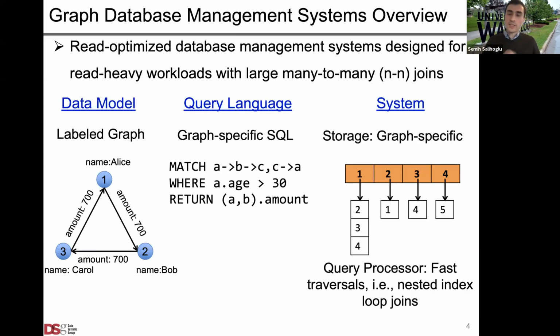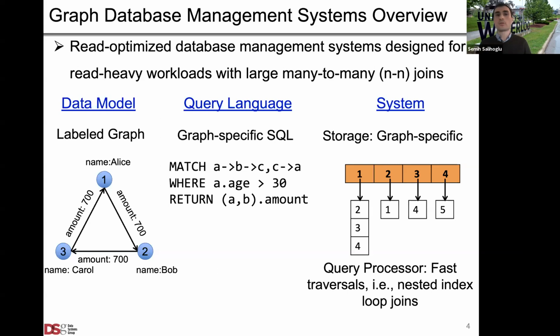Now, it's very difficult to say something very broad and universal about the system implementations, but it's fair to say that a lot of them will have some kind of graph-specific storage. For example, universally, they'll all index their graphs, their data, in adjacency list format or a variant of adjacency list format. And the query processors are designed to do what people refer to as fast traversals, which in relational terminology would refer to nested index loop joins, meaning using the adjacency list index, you can move from one node record to its neighbor records very quickly. So that's broadly what graph database management systems are.